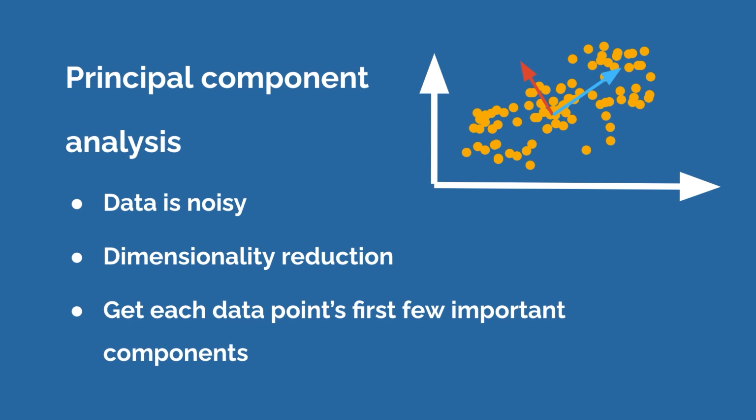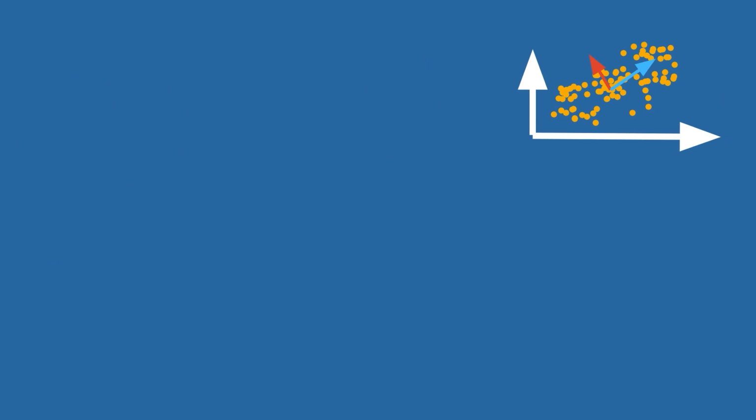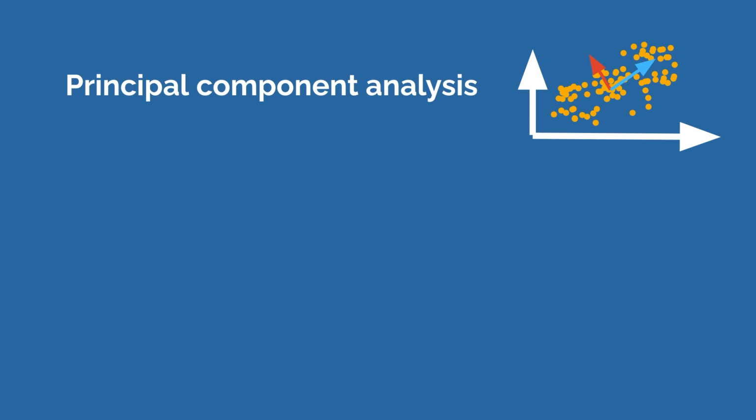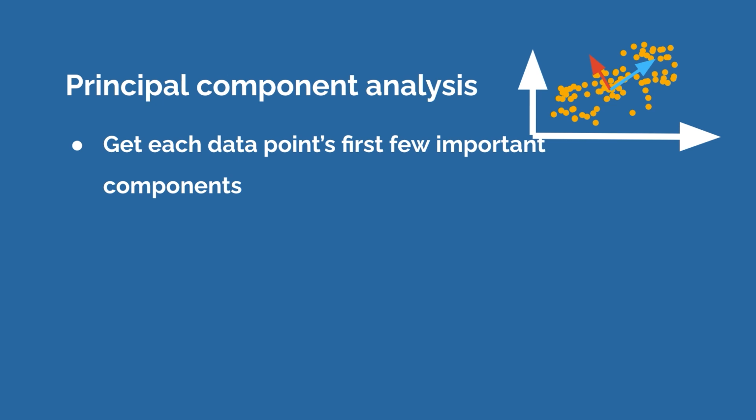You're going to get each data point's first few important components, because otherwise you would have so much data it would be too complicated to work with and too slow to compile. More on principal component analysis: we're going to get each data point's first few important components, and this is going to create a lower dimensional representation of the data. We're now not going to have this heavy, in terms of memory and data points and features, image. We're going to have a lower dimensional representation of it.